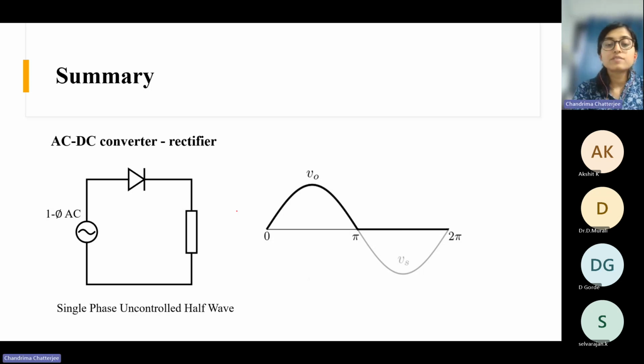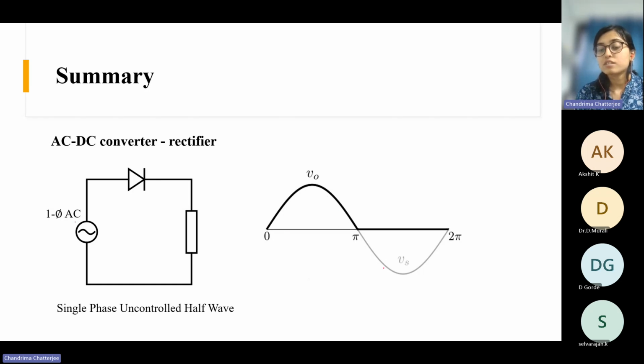So after that we discussed rectifiers. What is a rectifier? A rectifier is a circuit which converts AC signals to DC signals. It converts AC quantities to DC quantities. So over here, if you have a single phase AC voltage like this, and you just connect a diode here, then you will get a voltage like this at the output.